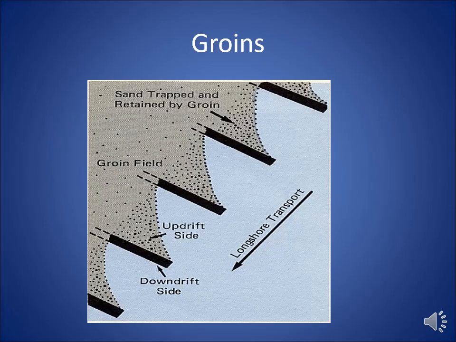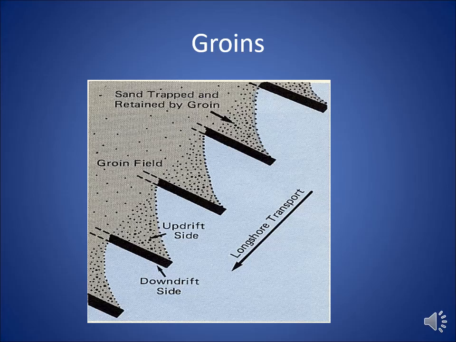On the next slide, we see an example of groins. Groins are low walls that are built perpendicular to the beach, and what they do is they disrupt the longshore transport of sand, causing sand to be deposited on the upcurrent or the updrift side of the groin, and yet that causes some erosion on the downcurrent or the downdrift side of the groin.